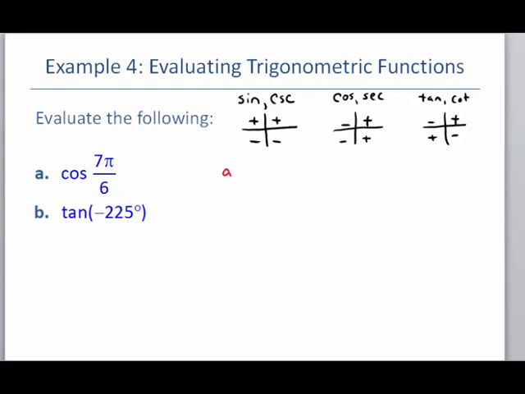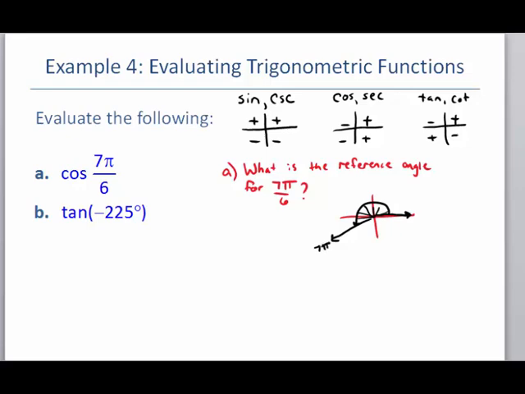Okay, so the first thing that I need to do is, if my angle is 7 pi over 6, I need to know what is the reference angle for 7 pi over 6. And so we're going to approach this just like we did in the previous examples. We're going to draw our angle for 7 pi over 6. Again, multiples of pi over 6. So pi over 6, 2 pi over 6, 3 pi over 6, 4 pi over 6, 5 pi over 6, 6 pi over 6, 7 pi over 6 is right here.